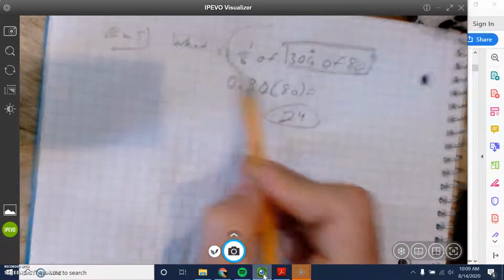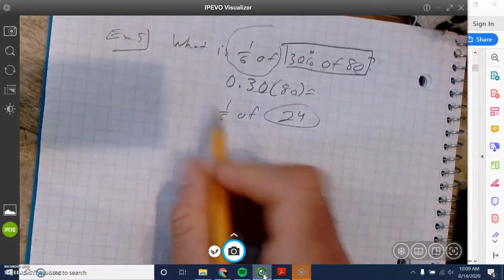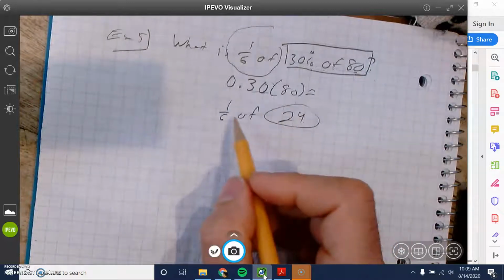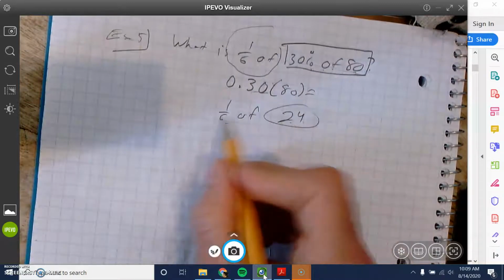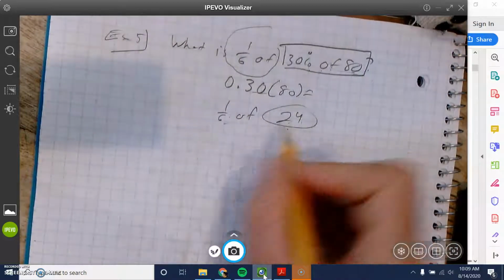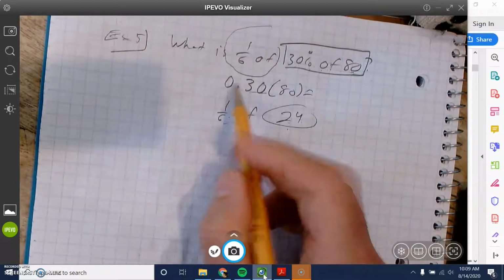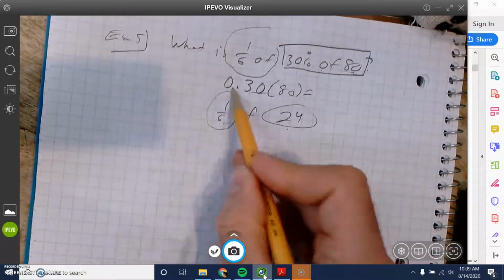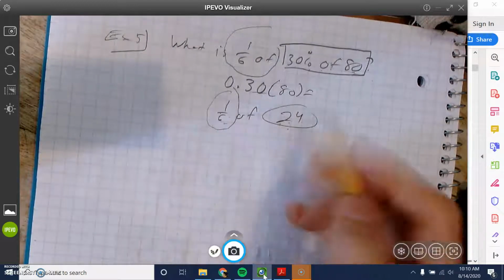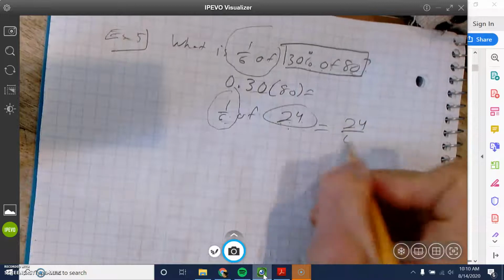So I want 1/6, let's bring this down, of 24. What is 1/6 of 24? Well, how do you do that? If you find a half of something, what's half of 24? That's 12, right? What's a fourth? That's 6, right? So when you have a sixth of something or a half of something, you're actually just dividing by the denominator. So this is actually 24 divided by 6.